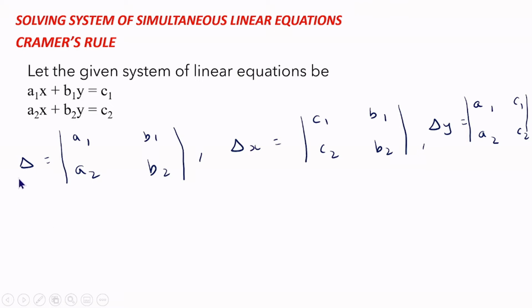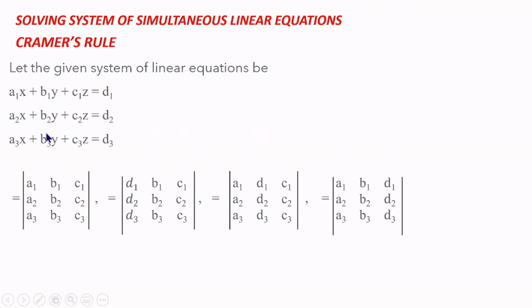Now after finding delta, delta x and delta y, we can easily find the values of x and y: x is equal to delta x by delta and y is equal to delta y by delta. This way of finding x and y is called Cramer's rule.